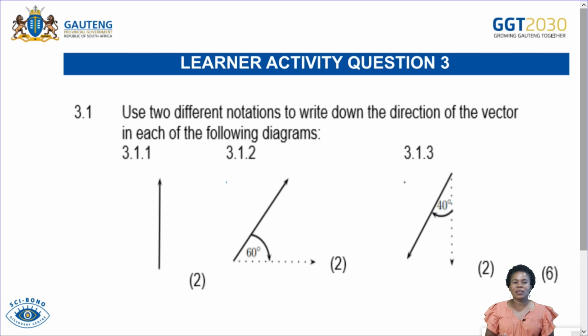So 3.1 is just a force, or rather a vector, that is pointing in the north direction. So how would you represent that using bearing? How would you represent that using the compass directions? Okay. So for each of them, you give us two different notations.